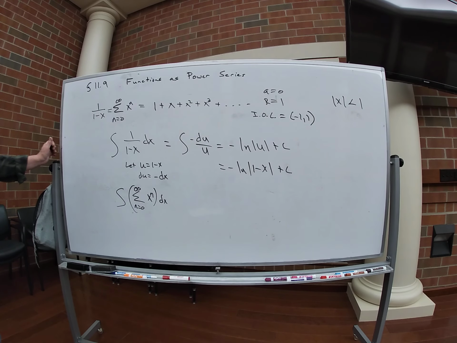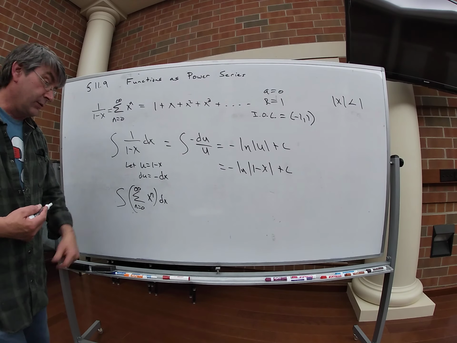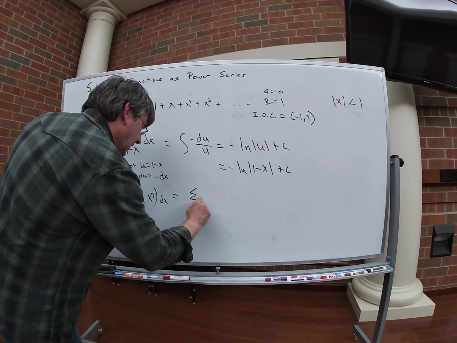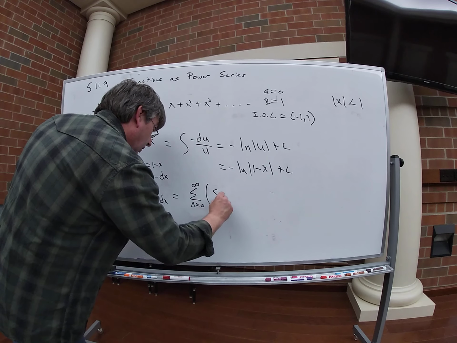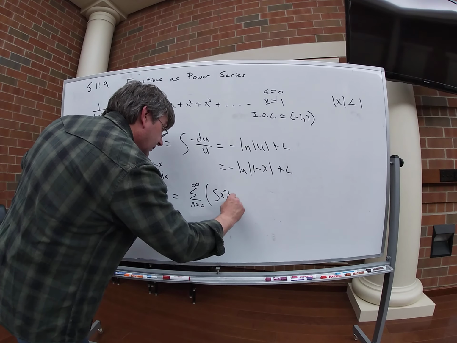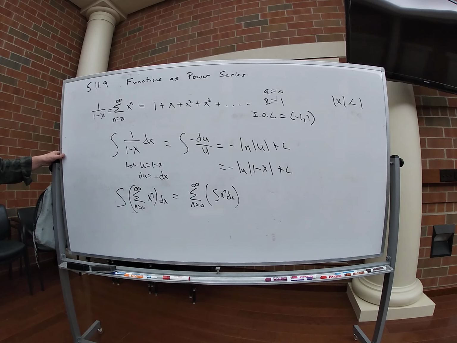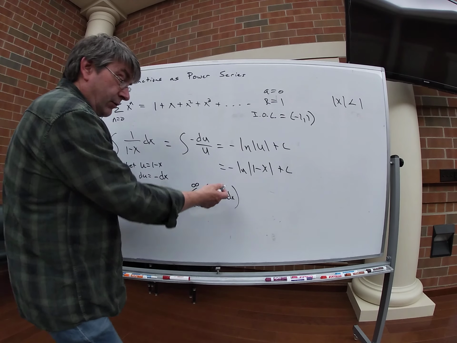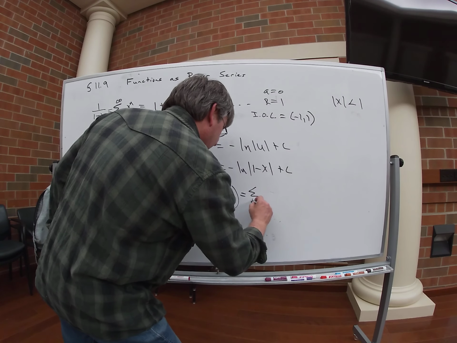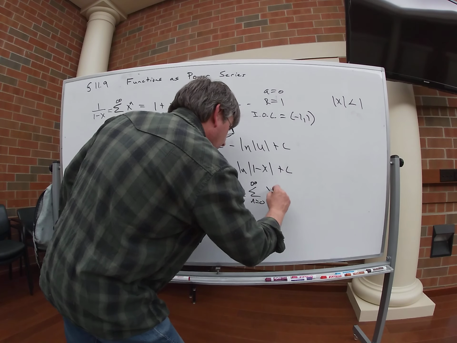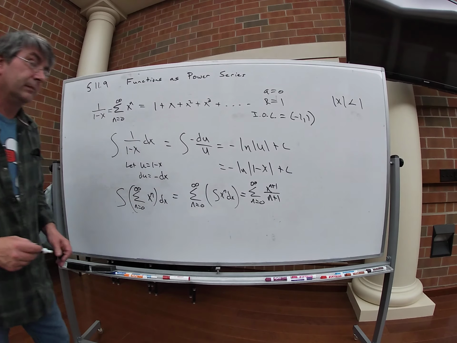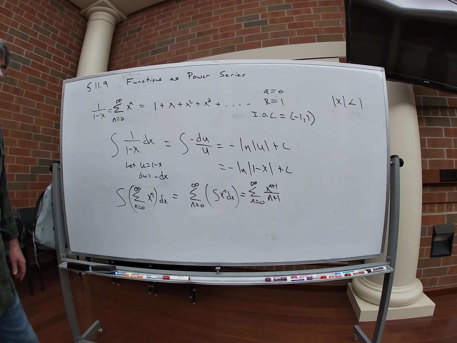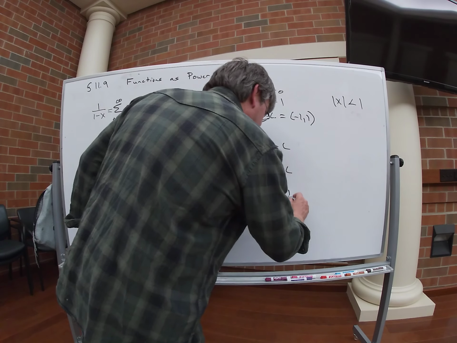Integration is a linear function, so I can swap the sum and the integral. This will be the sum n equals 0 to infinity of the integral of x to the n dx. But that, I just increase the power by 1 divided by the new power: x to the n plus 1 over n plus 1, plus c. I forgot my c.